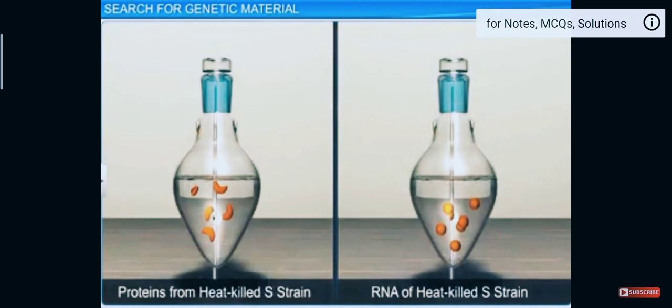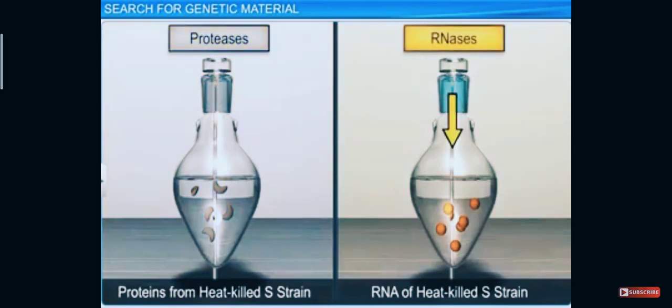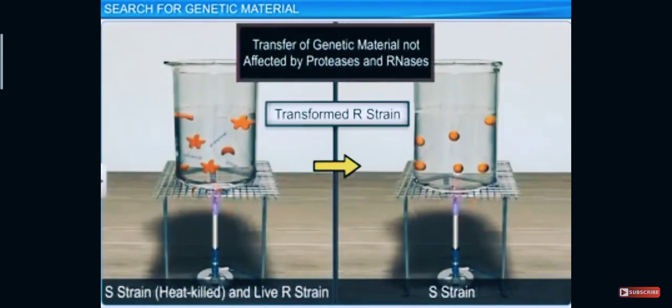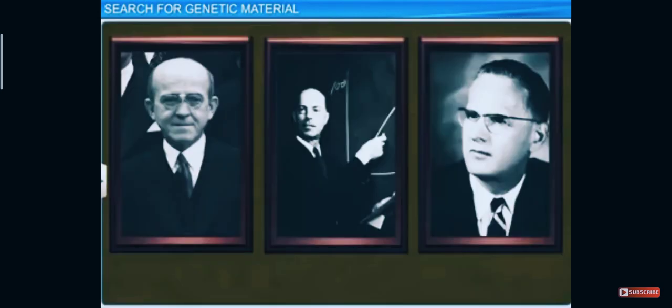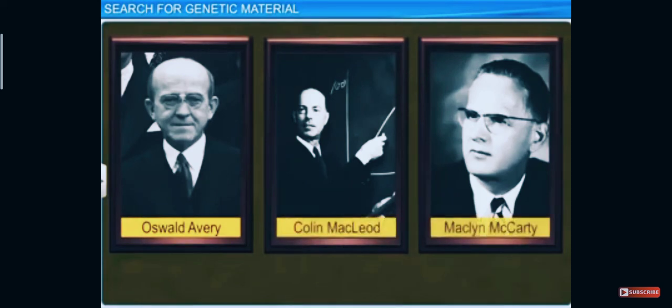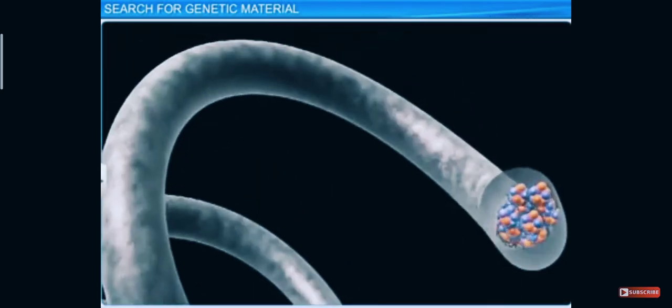Further, the scientists also discovered that addition of proteases or protein-digesting enzymes and RNases or RNA-digesting enzymes did not affect the transformation. This led to the conclusion that proteins or RNA were not transforming substances and implied that DNA was the cause for the transformation. Thus, through their experiments, Oswald Avery, Colin MacLeod, and Macklin McCarty concluded that DNA is the hereditary material in most living organisms.